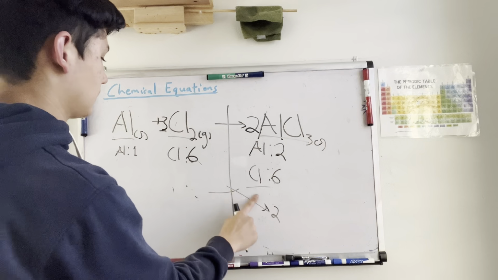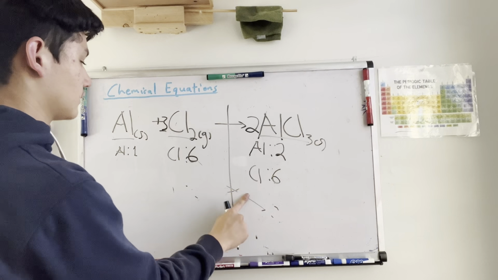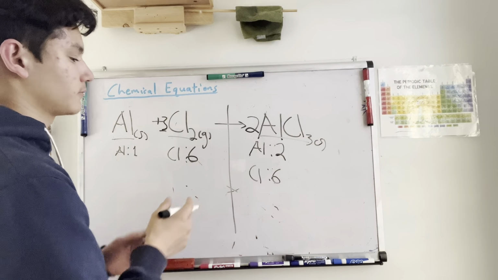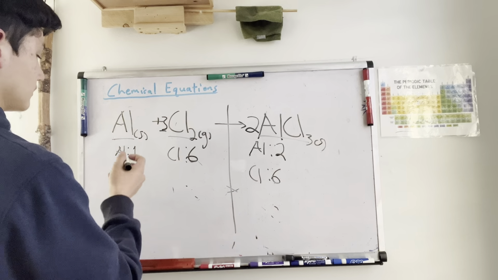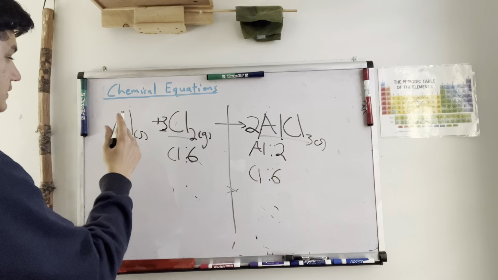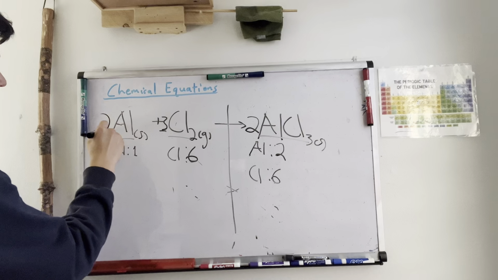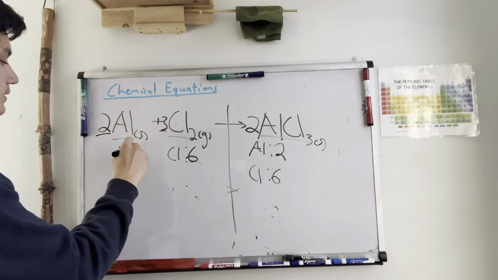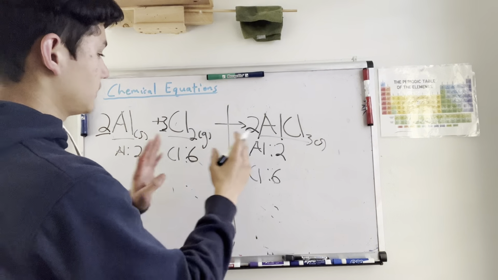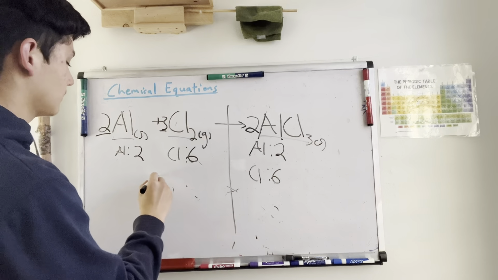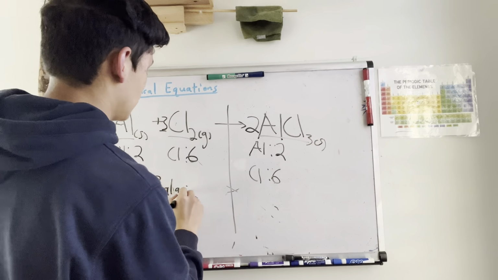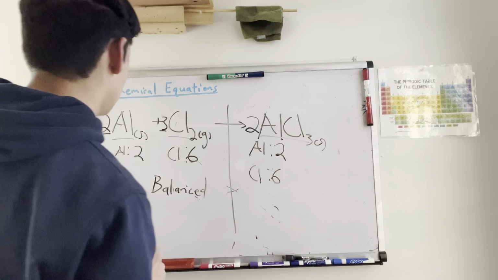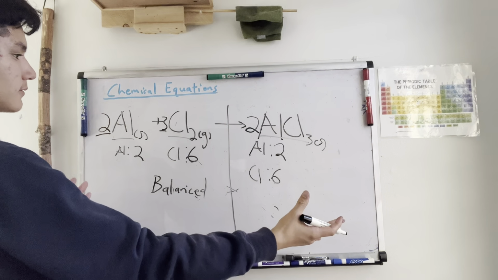Okay? And now our chlorines are pretty obviously balanced. However, aluminum here is not. And you can see simply that all you have to do is multiply it, put a coefficient of 2 there. And then we'd have 2 aluminums here. We have equal mass in, equal mass out. Therefore, we would call this equation balanced. Okay? So there is our balanced equation.